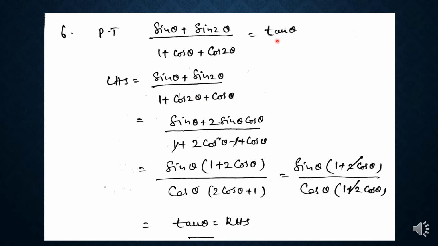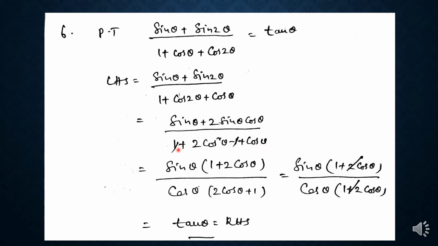So in the RHS, we have to prove this LHS is equal to tan theta. Tan theta means sin theta by cos theta. So we need cos theta terms in the denominator. That's why we should apply cos 2 theta in terms of cos theta only, not sin theta. So cos 2 theta in terms of cos theta is cos 2 theta equal to 2 cos square theta minus 1. So that is 1 plus cos 2 theta is equal to 2 cos square theta minus 1 plus cos theta.